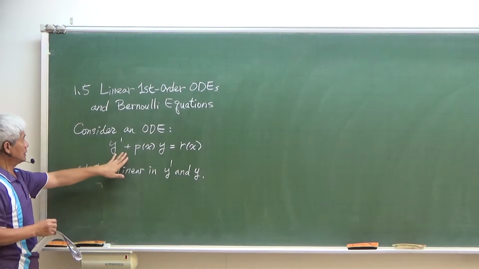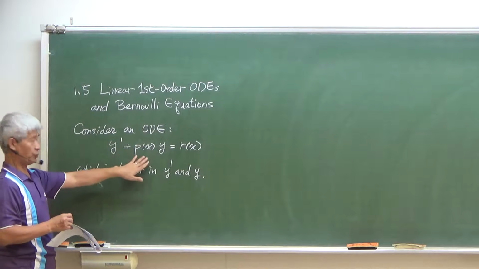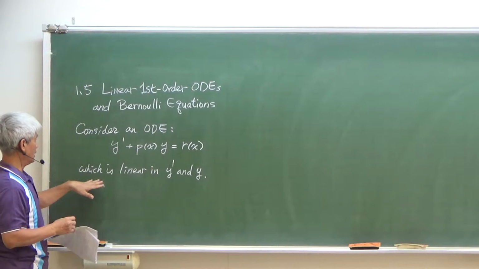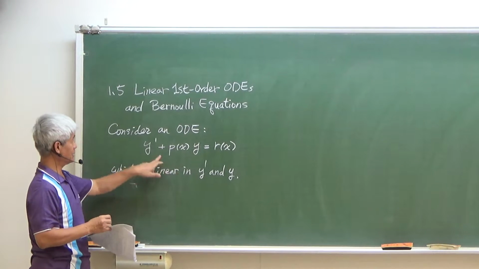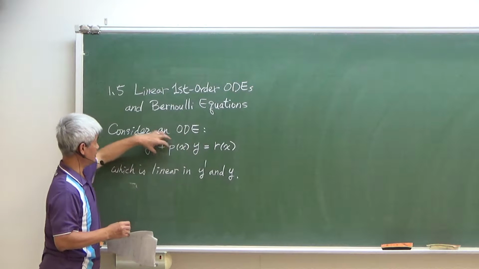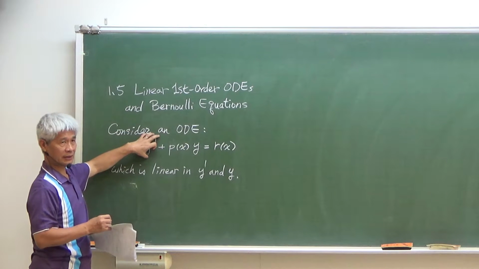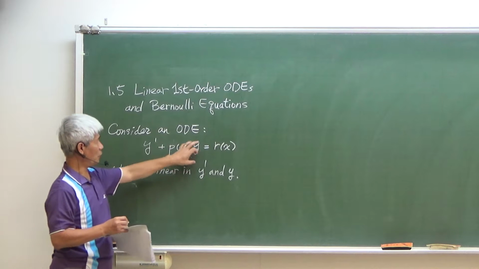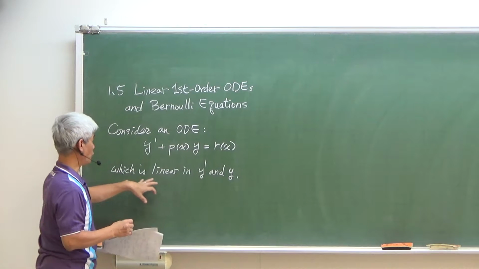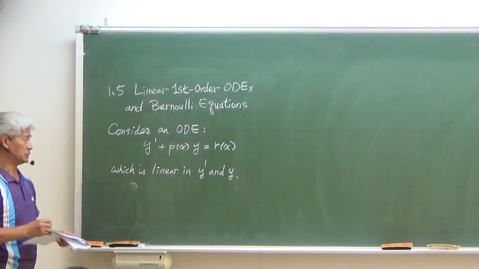It is first order, of course, as you can see from the equation, and it is linear in y. You can see that the y prime appears as a linear term, and the y itself appears as a linear term. So this is why we call it a linear ODE.